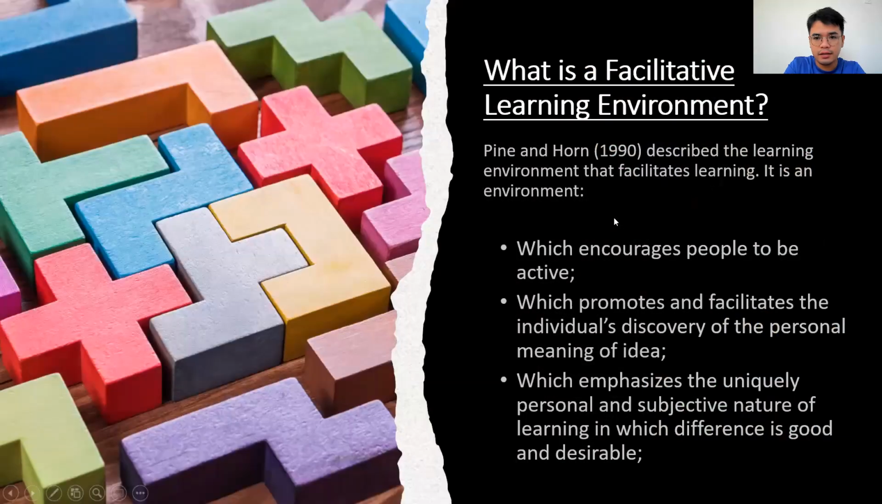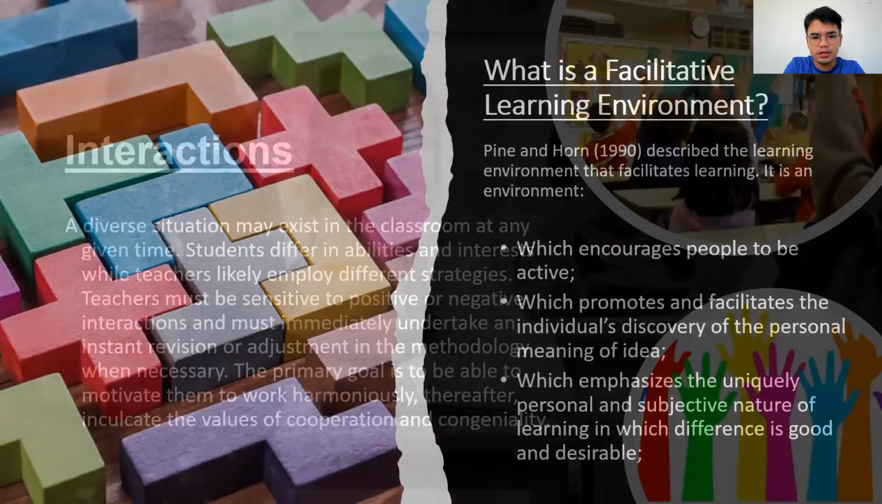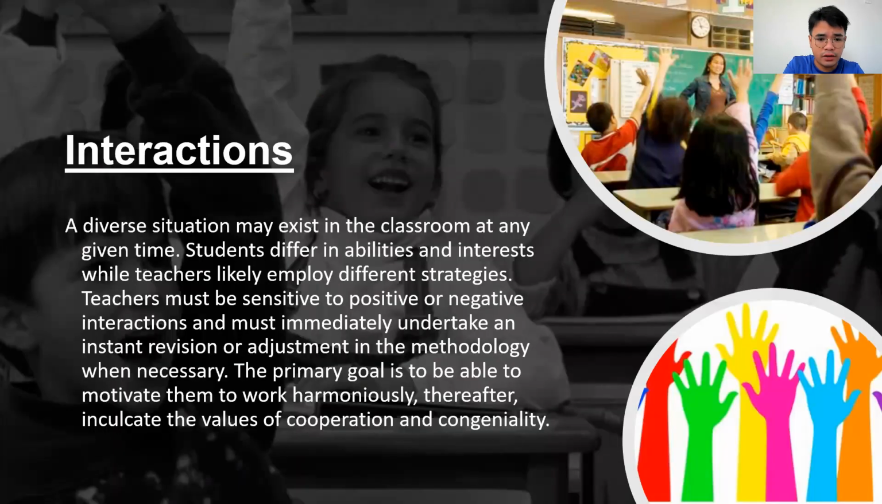Now, just review my slides. I think I missed out the definitions of the 4 elements of the classroom and learning environment. But anyway, when we talk about interactions, this is the way you react from your learners and the way your learners react from you. Okay? So it says here that teachers must be sensitive to positive or negative interactions. And when you are able to encounter negative interactions, you must at all costs react on that. You must do something to change that, to revise that.